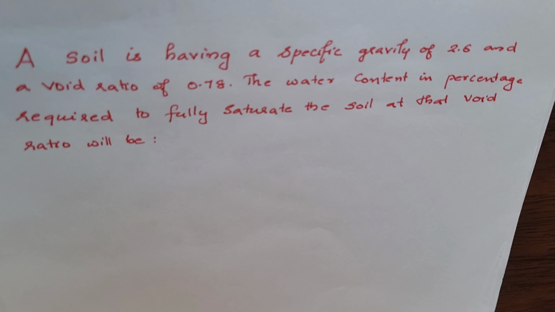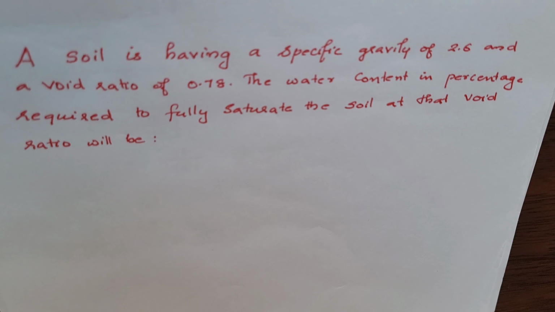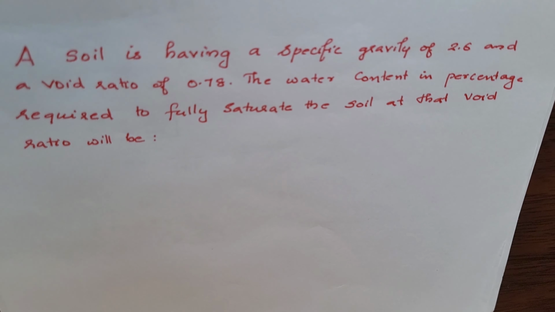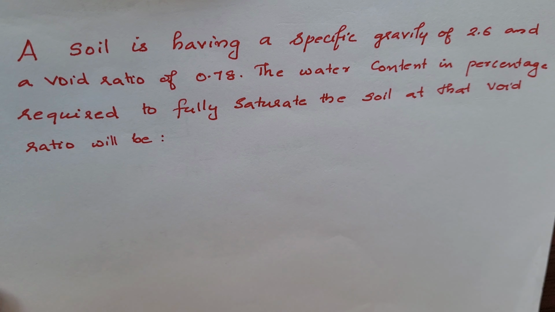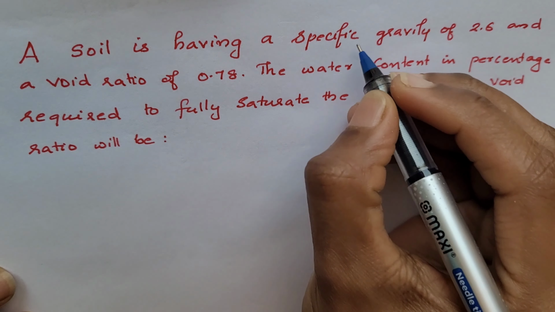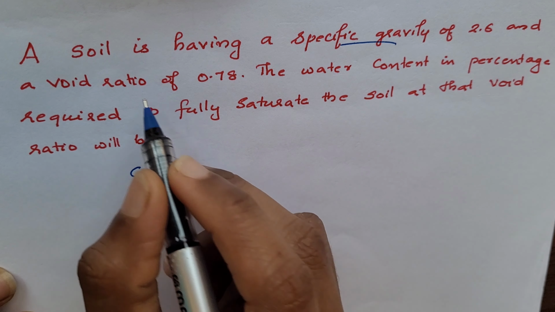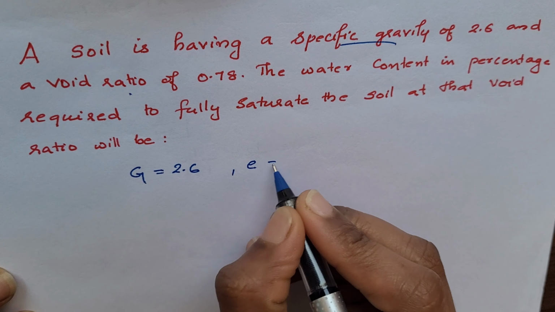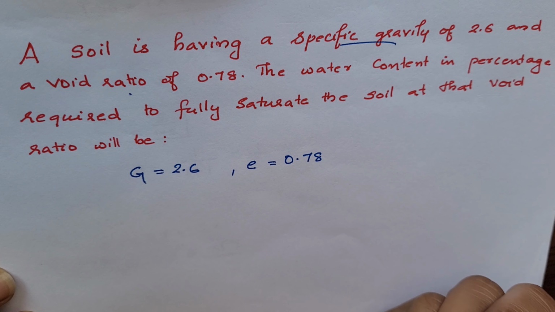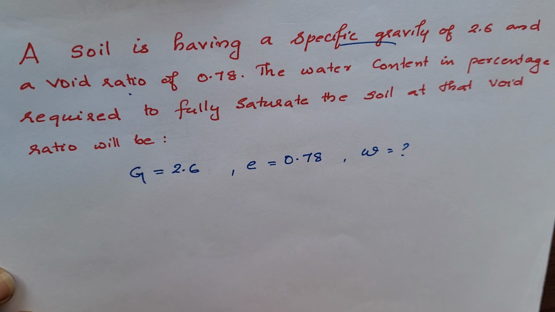Next question. A soil is having a specific gravity of 2.6 and a void ratio of 0.78. The water content in percentage required to fully saturate the soil at that void ratio will be. It is given that specific gravity, denoted by G, is 2.6 and void ratio, denoted by e, is 0.78. Then water content, denoted by w, we have to find out.